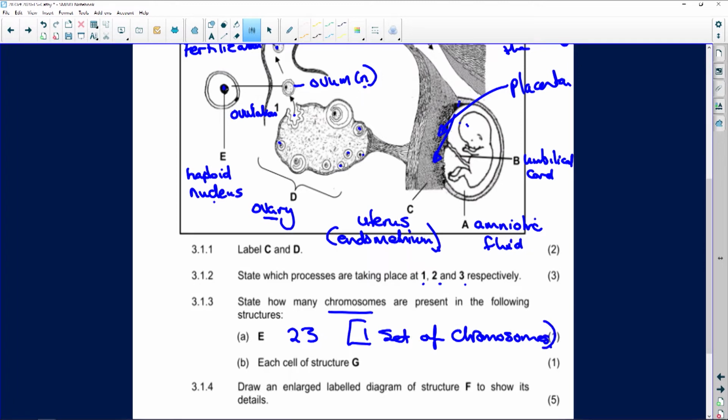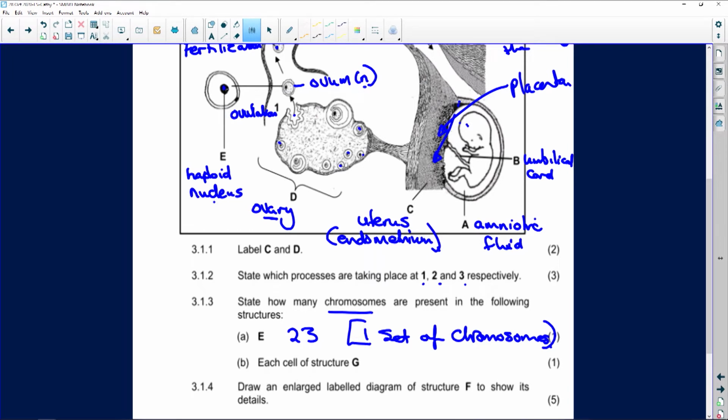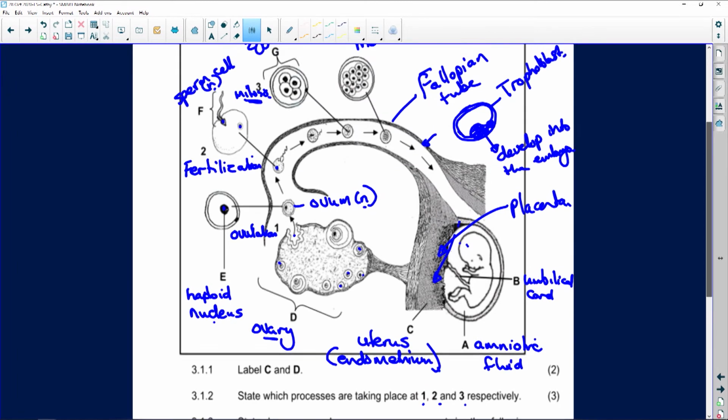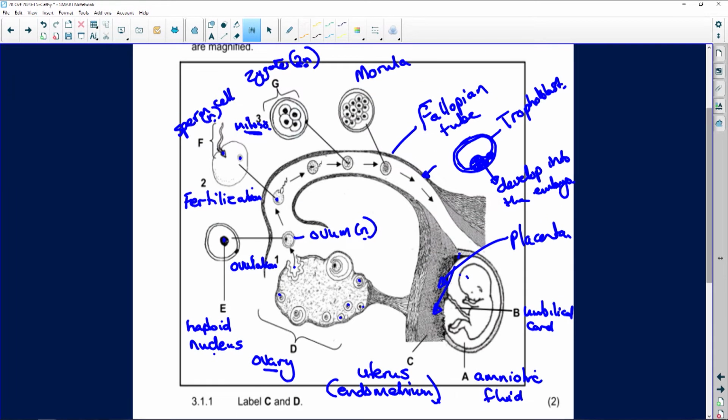Remember, diploid is when you have one set from the mother, maternal, and one set from the father, paternal. Then the zygote is diploid. It's got one set from birth. All right, and it says each cell in structure G. I can't remember what structure G was. Okay, each of these cells is now diploid.